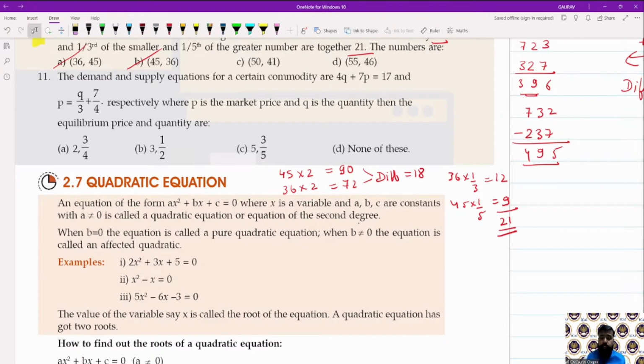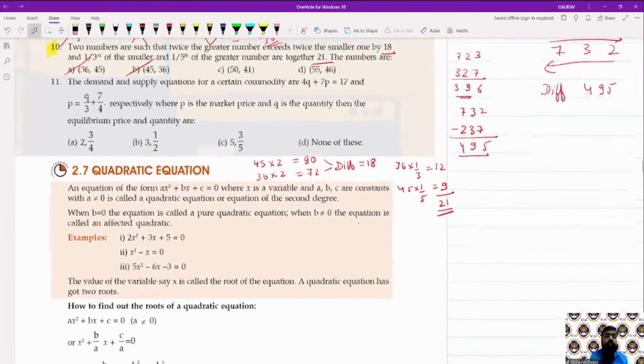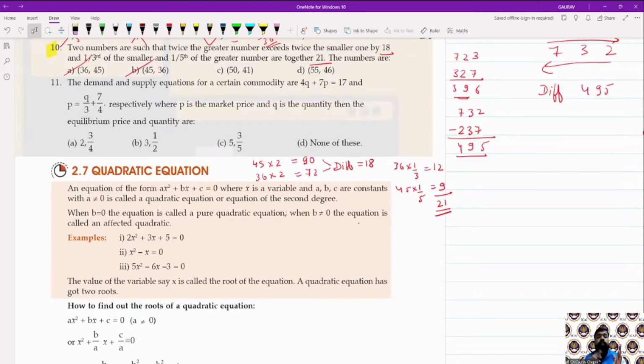The demand and supply equations for a certain commodity are 4Q plus 7P equal to 17, and the second equation is Q by 3 plus 7 by 4 respectively. Where P is the market price and Q is the quantity, we have to find the equilibrium price and quantity. This we had done in the previous session also. Whenever the price and demand functions are given, we have to equate them to find the equilibrium price and quantity. So we can solve both the equations simultaneously to get the values, and other of course ways using the options. You can solve the equations or put the options, you will get the answer.